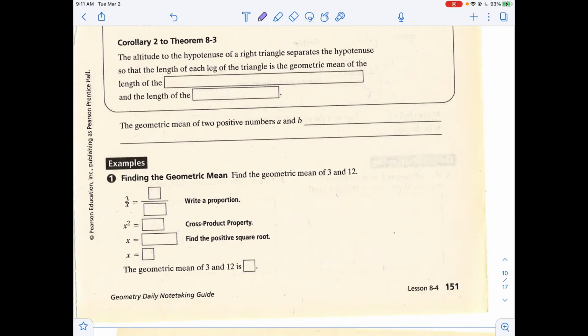Corollary 2 to theorem 8.3 is the altitude to the hypotenuse of a right triangle separates the hypotenuse so that the length of each leg of the triangle is the geometric mean of the length of the adjacent hypotenuse segment and the length of the hypotenuse.